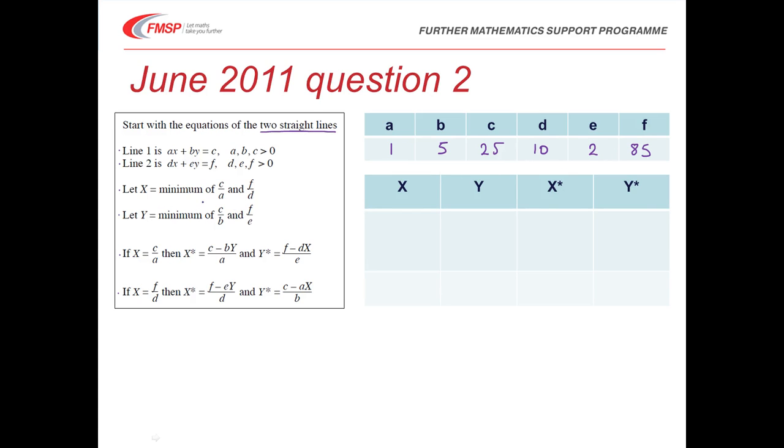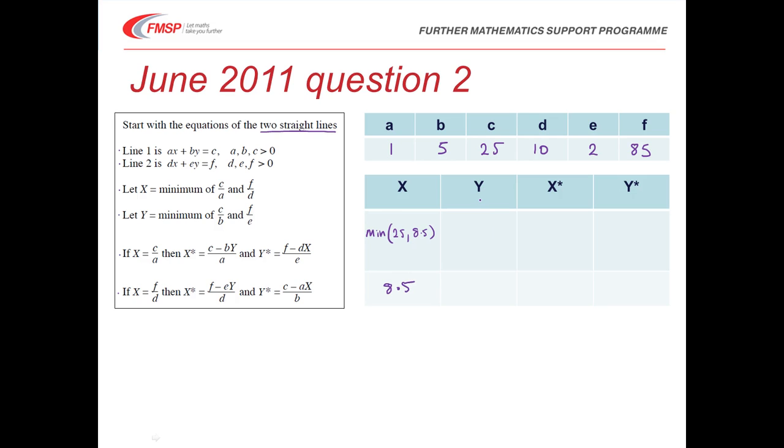Let x be the minimum of c over a and f over d. Okay, I better think about that. What's c over a? 25 divided by 1, 25. And f over d, 85 over 10, 8.5. Okay, x has to be the minimum of those two, which is clearly 8.5.